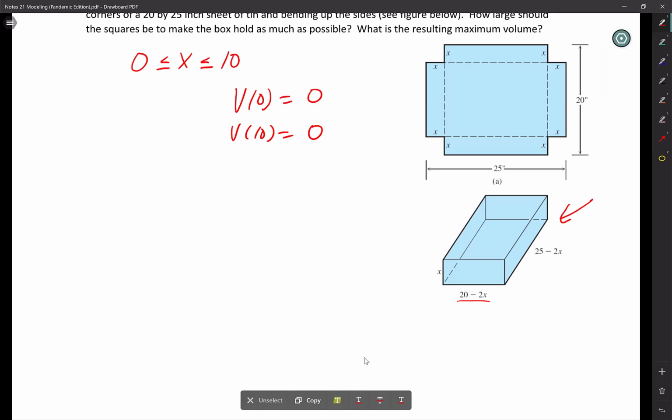The hardest part is getting a model. You always ask yourself, what am I trying to maximize? What am I trying to minimize? What am I trying to maximize? The volume. So I need the volume expression. That's what I'm going to take a derivative of. I'm trying to maximize the volume, so I need the volume. Volume in terms of x is equal to length times width times height. It's a box. x times 20 minus x times 25 minus 2x. Everyone okay? If you want, you can do a triple product.